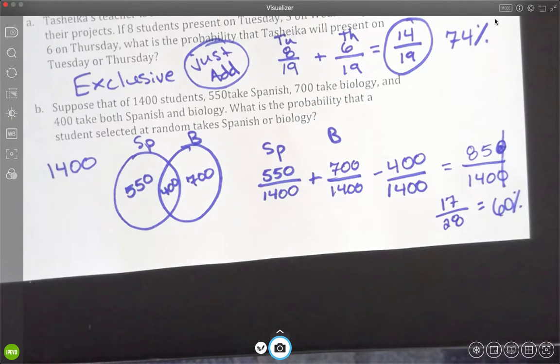Okay? All right, do we need to do another one? Just real fast, I'll do it off to the side over here. No? Are we good? You add the two outsides, you subtract out the middle.